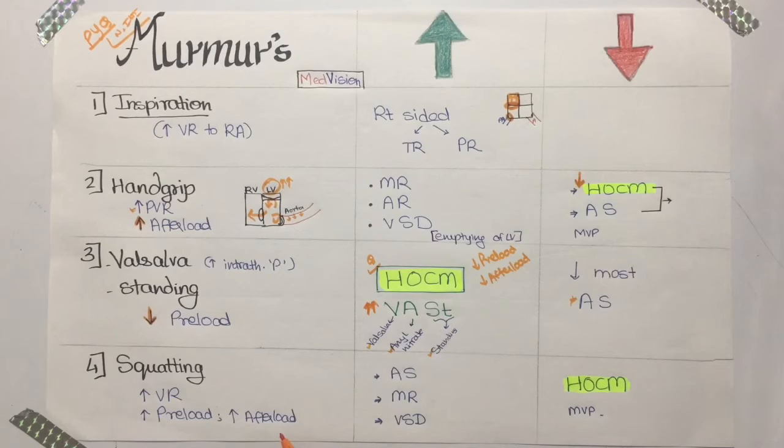Coming last to squatting. In squatting also the venous return is increased. There is an increase in both the preload and the afterload. So murmur intensity of aortic stenosis, mitral regurgitation and VSD is increased, and as there is an increase in preload and afterload, the HOCM murmur will reduce, and in MVP the click is delayed.